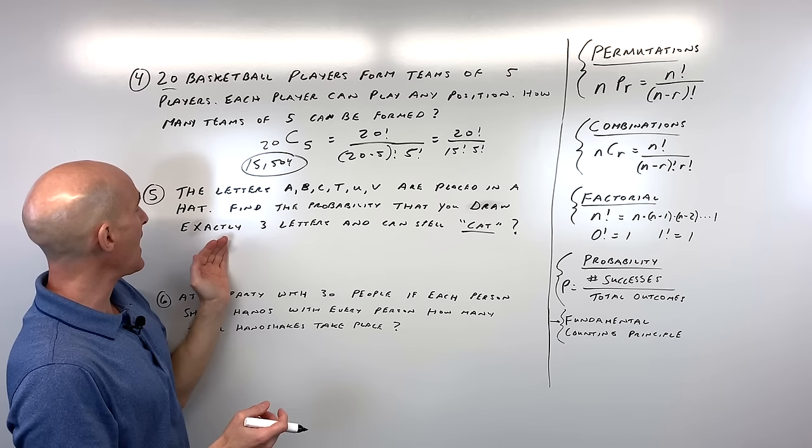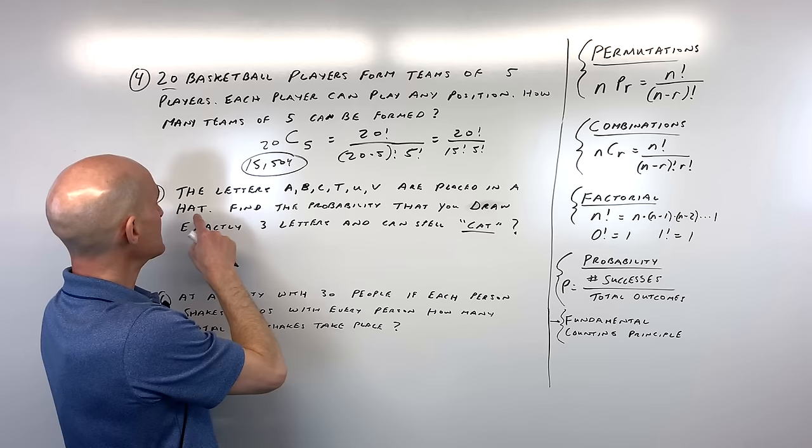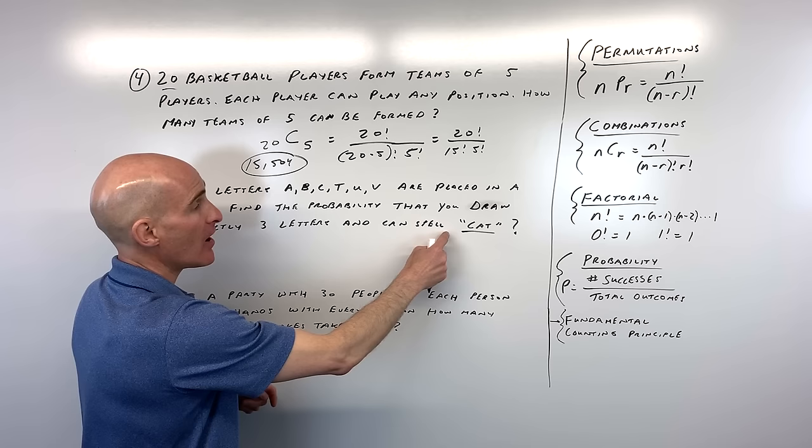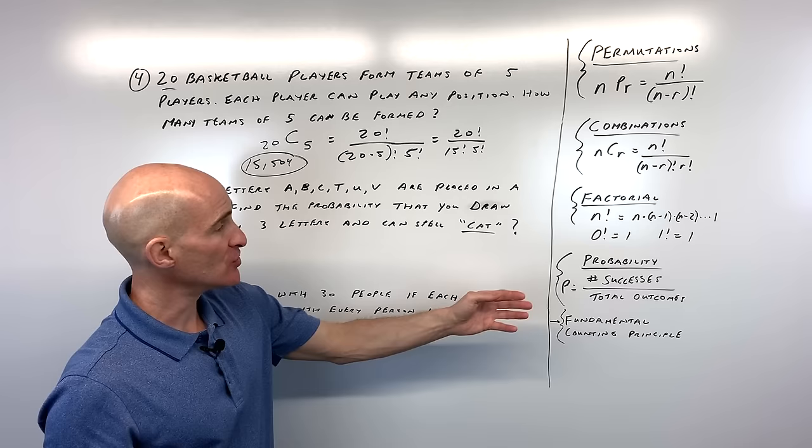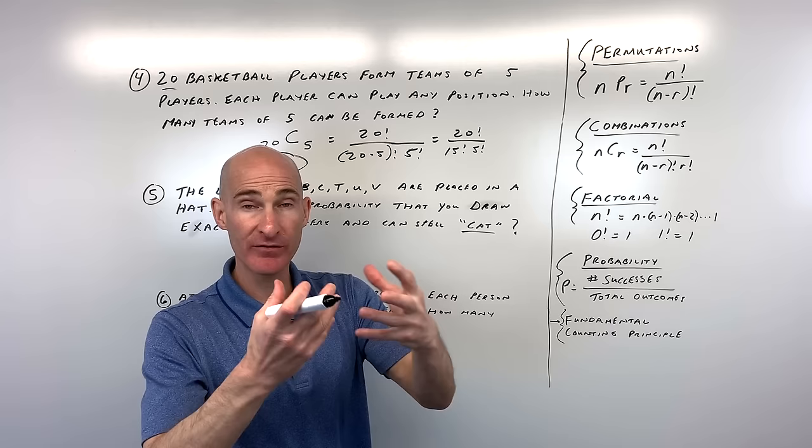Okay, so for number 5, a little different problem here. The letters A, B, C, T, U, and V are all placed in a hat, okay? Find the probability that you draw exactly 3 letters and you can spell the word cat. Okay, so now we're transitioning a little bit to talking about probability. And so the definition of probability is the number of successes, meaning the number of things that you want, divided by the total possible outcomes, okay?